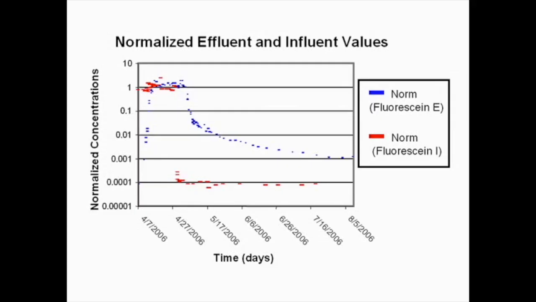And these long tails lead to these asymmetrical breakthrough curves, and that generally aren't captured in conventional modeling. Most times, classic contaminant transport modeling would give you a Gaussian breakthrough curve.